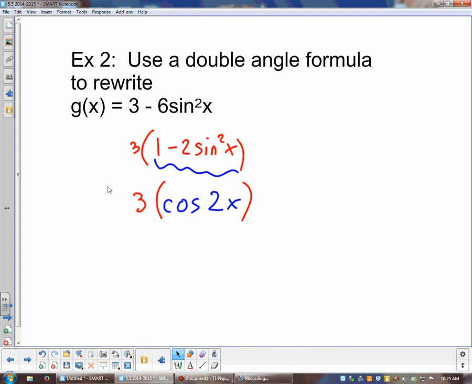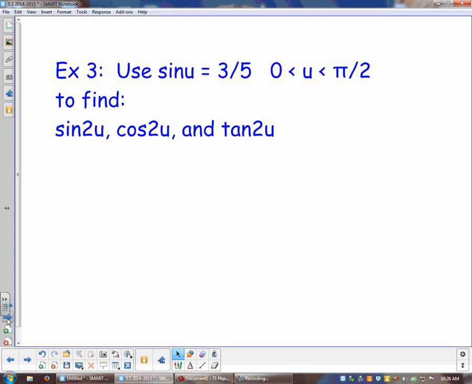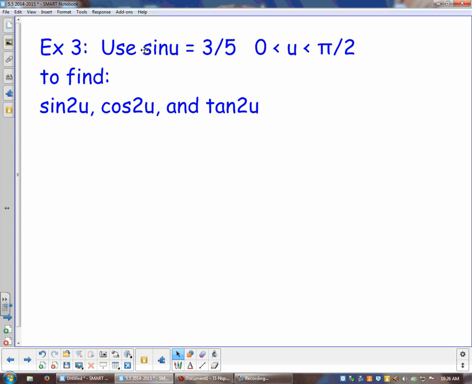Sine of u is equal to 3/5, and u is between 0 and pi over 2, and I'm asking you to find sine of 2u, cosine 2u, tangent of 2u. Can we just say, oh, sine of u is 3/5, so sine of 2u must be 2 times 3/5, that's 6/5? No. It's not just a no, that's a no!